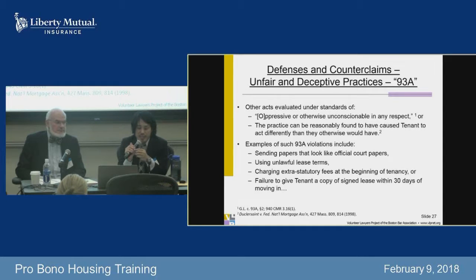Examples of those things can be sending papers that look like official court papers to try to fool the tenant, using unlawful lease terms, charging fees that they're not allowed to charge at the beginning of the tenancy, failure to give the tenant a copy of the signed lease, things like that. So whatever feels intuitively unfair, when you hear a landlord has done something, you can certainly allege in good faith that it is going to be an unfair or deceptive practice. So if you hear a story from a tenant that sounds like they've gotten a really raw deal somehow, we can definitely say that it's a 93A violation. We can absolutely do that in good faith.